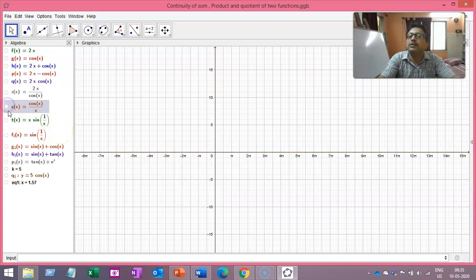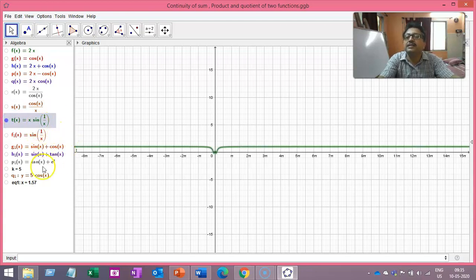Now what about the product of two functions, x sine 1 by x? Will I say this is continuous? Yes, because when x is approaching 0, in theory class we have done that 0 into sine 1 by x, a finite quantity between minus 1 and plus 1, will give us 0 only. So x sine 1 by x is continuous at x equal to 0.